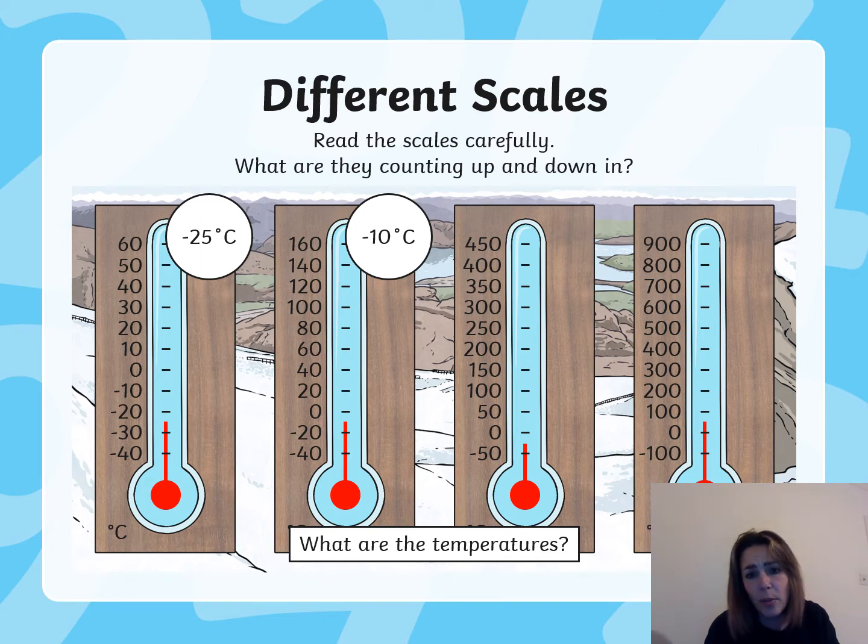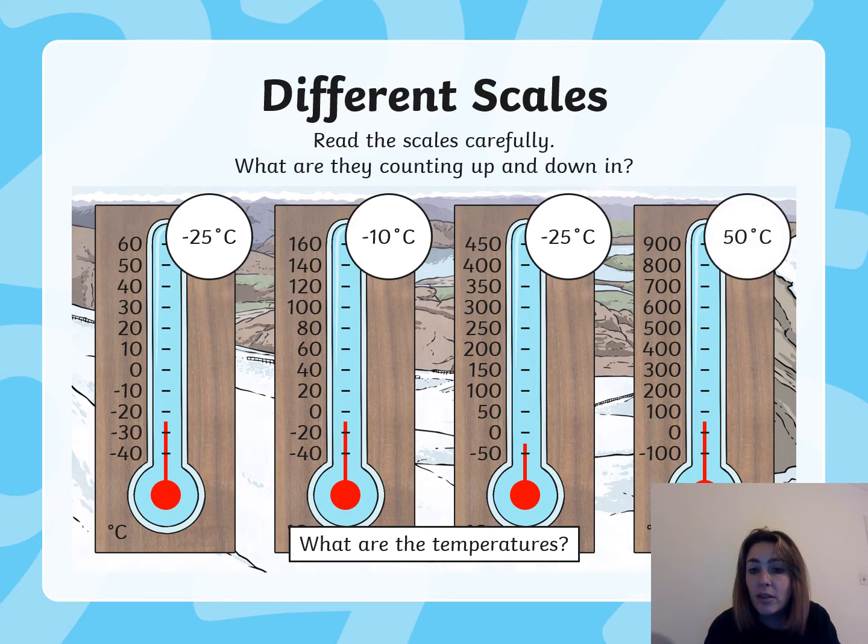On the third thermometer, if we have a look, it's counting in increments of 50. It's halfway between 0 and minus 50, and that number is minus 25. And if we have a look at the final thermometer, it's counting in increments of 100. It's between 0 and 100, so the temperature is 50 degrees Celsius.